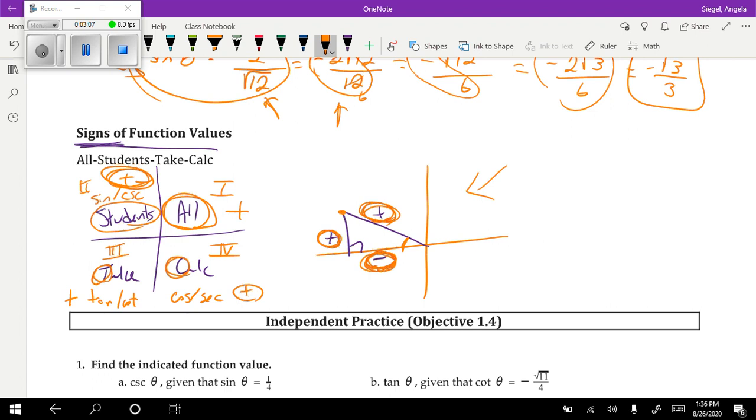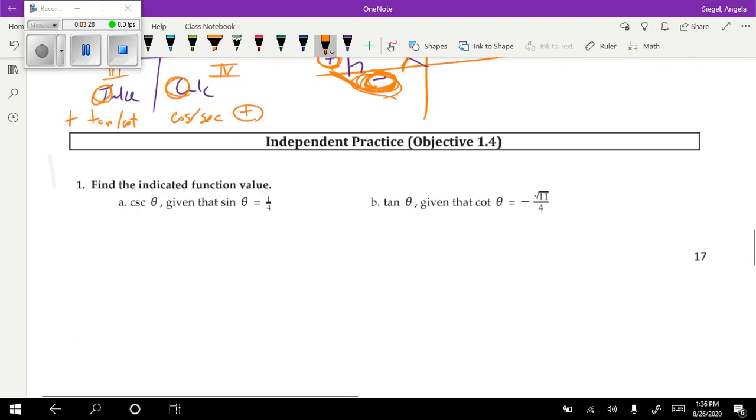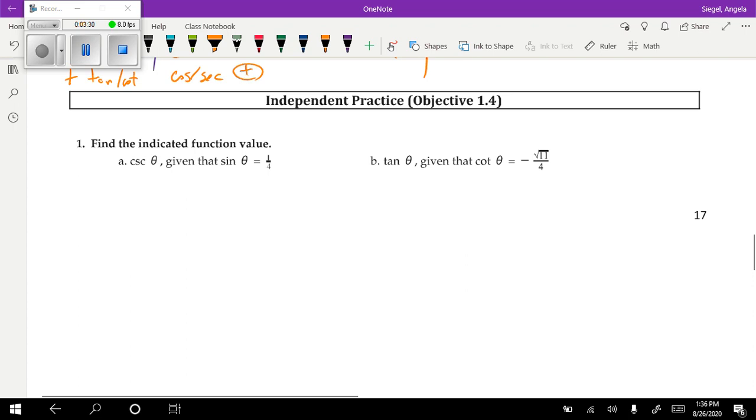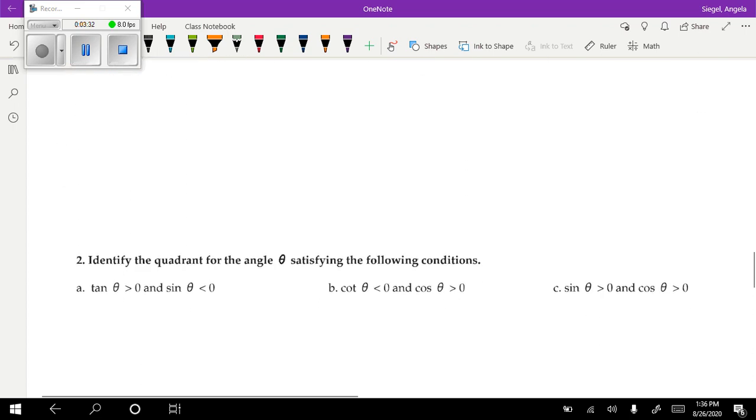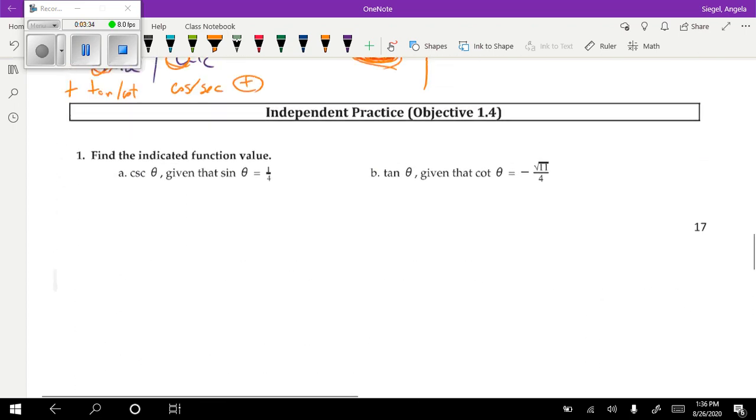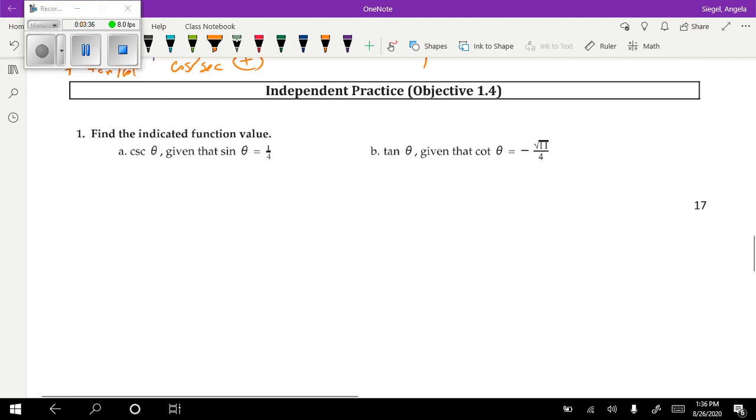So everything else, tangent is also going to use that adjacent side as well. So that's where those signs come in. This is really nice to remember, All Students Take Calc, to help prevent you from making a mistake on your signs. So what I want you to do is go through problem number 1 and problem number 2, and it's really gathering on everything that we've talked about so far.